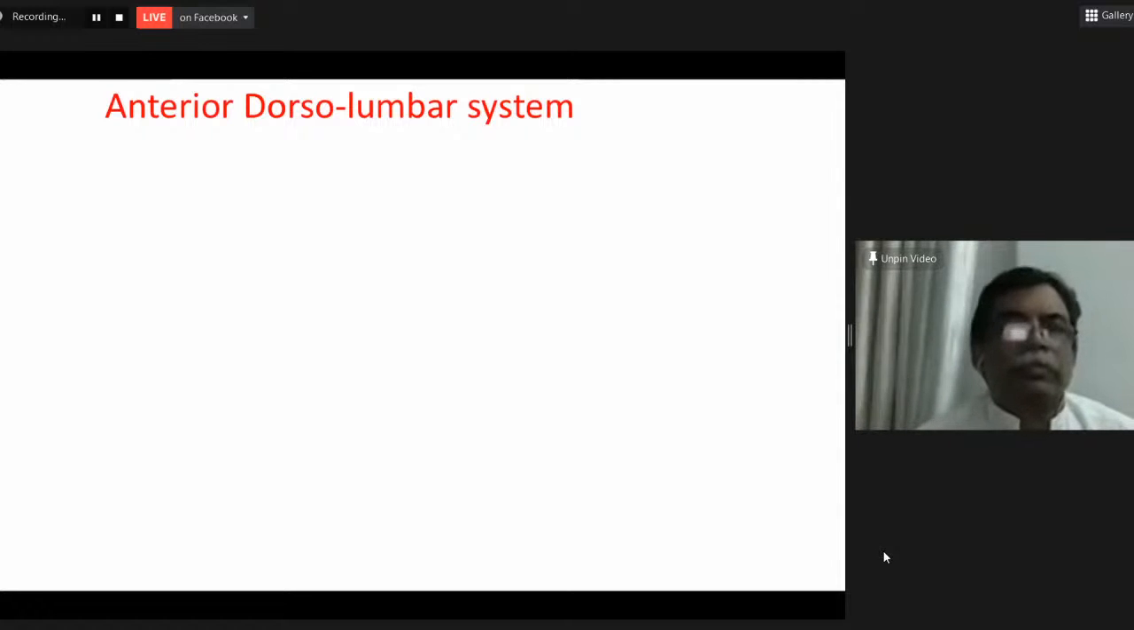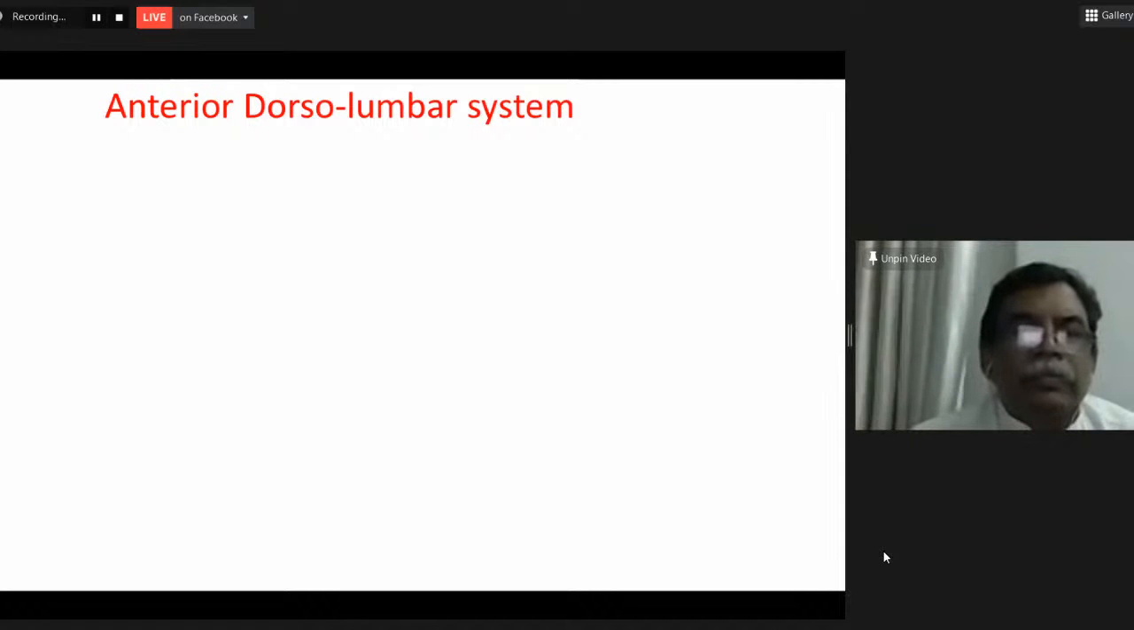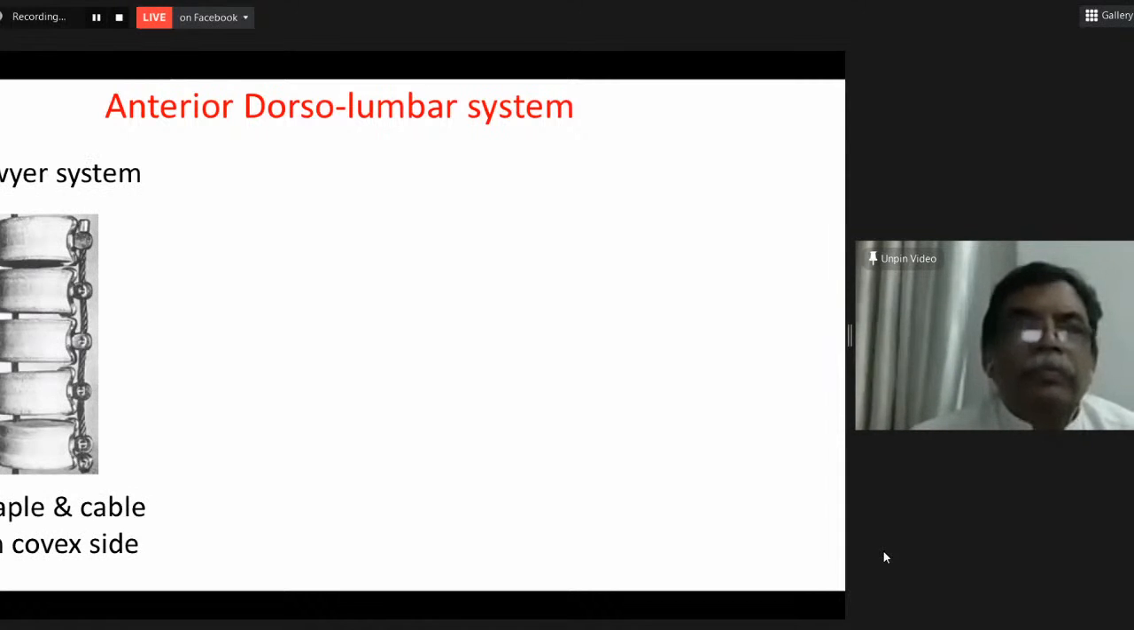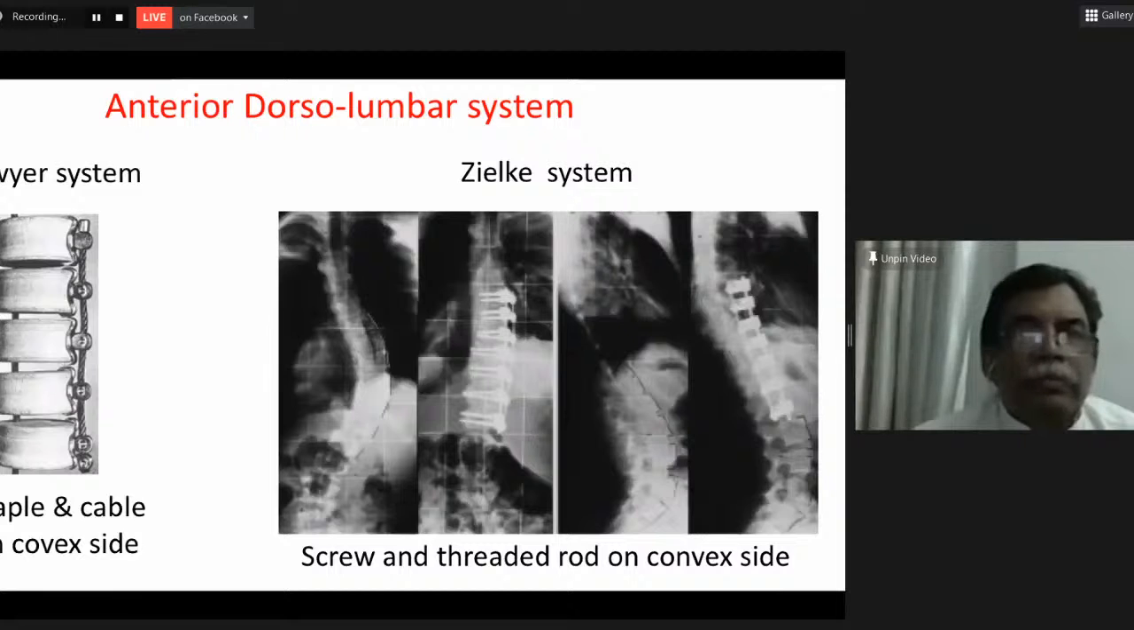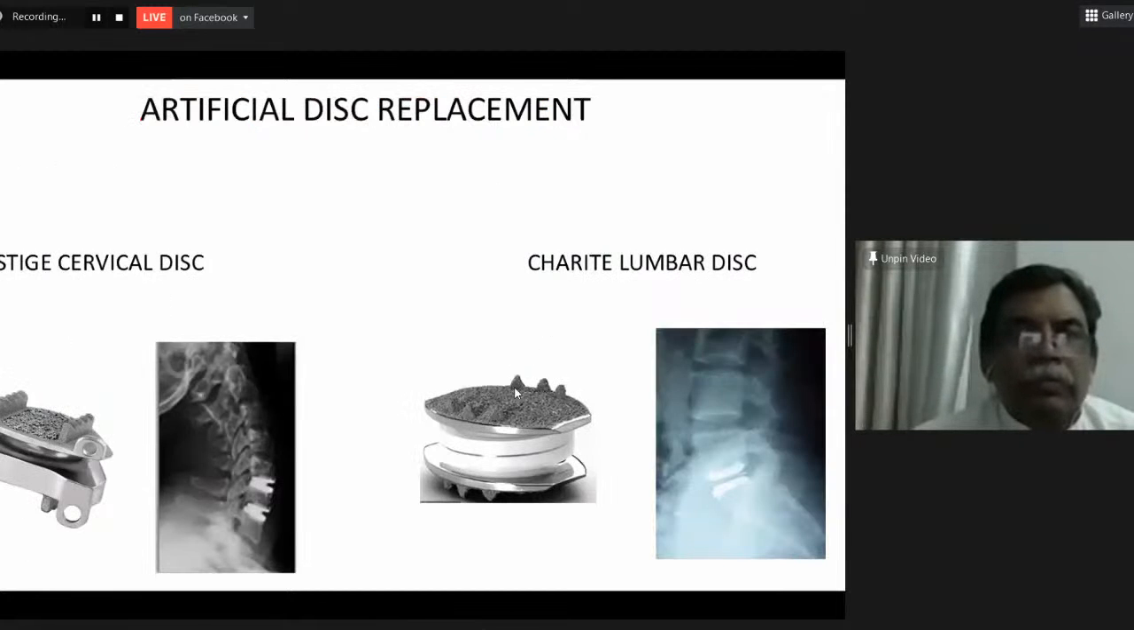Also, in the dorsal and lumbar area, the anterior system came into the picture, and in the past was very significantly used. And Dwyer was the person who started using staple and cable on the convex side after doing the discectomy, and he used to compress that, and it used to correct the deformity. Zielke started using threaded rod instead of cable, with the same principle.